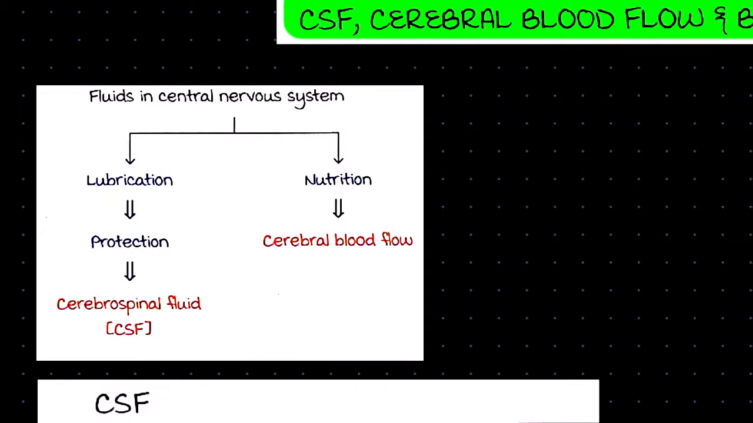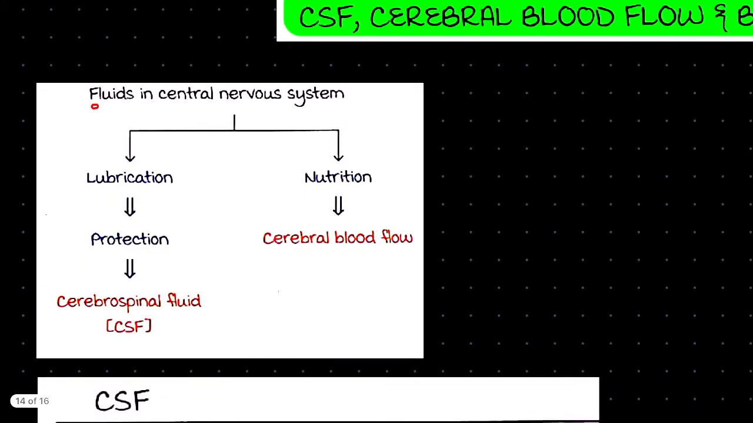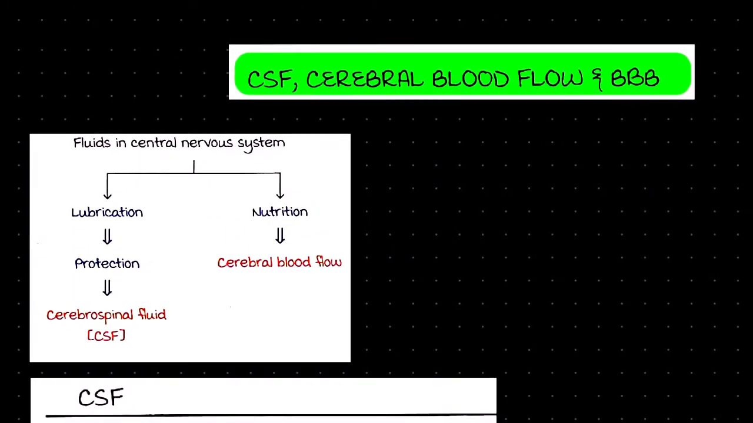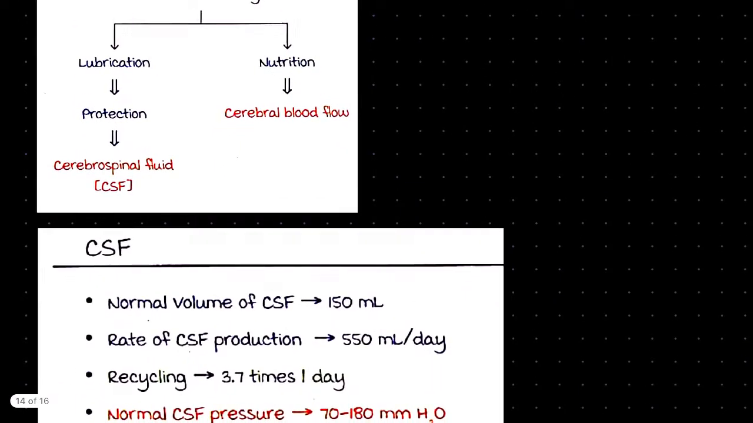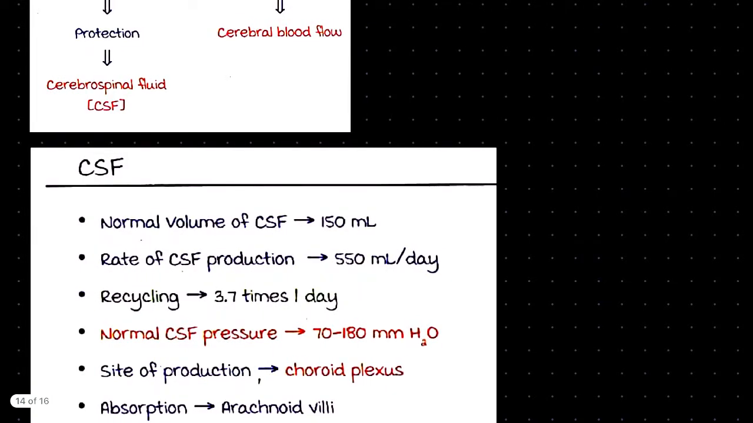Now talking about fluids in the central nervous system. They are mainly for what? One is for lubrication and another is for nutrition. For lubrication and protection, we have got cerebrospinal fluid. And for nutrition, that means for oxygen supply, we have got cerebral blood flow, right? We are going to talk about cerebrospinal fluid and cerebral blood flow also. Now let's begin our discussion with CSF, cerebrospinal fluid.